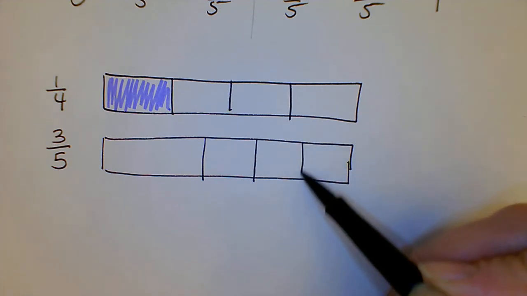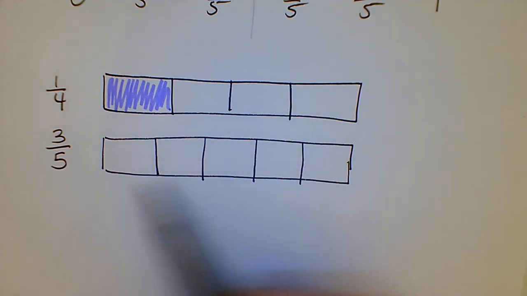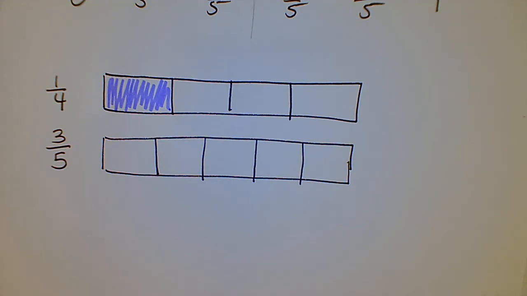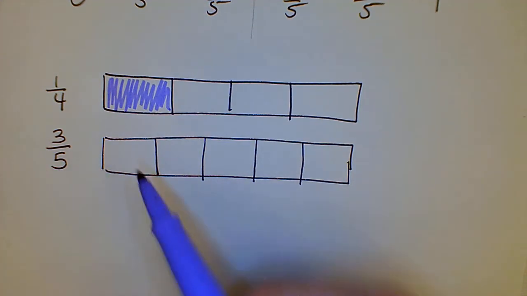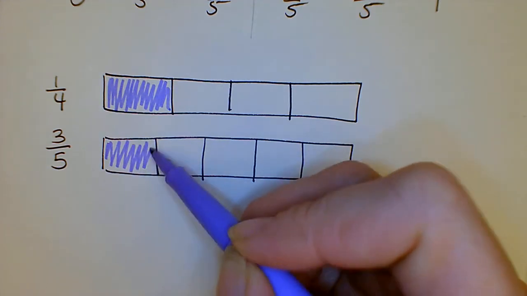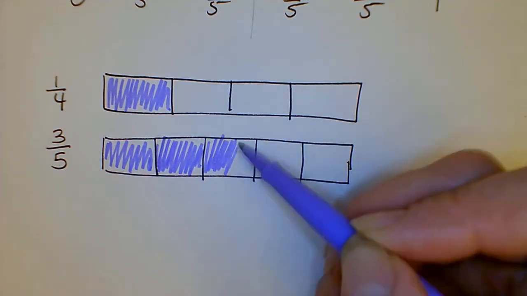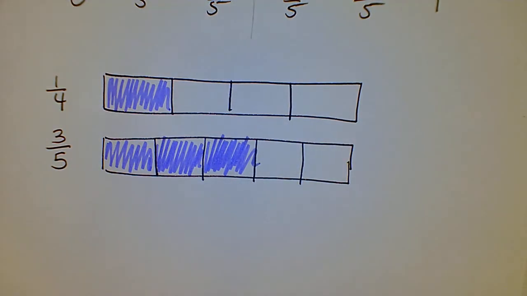So now again, I'm trying to do the best I can to partition that into 5 equal pieces. Why 5? My denominator is 5. Remember, the denominator tells us how many pieces we need, and the numerator tells me how many to shade in, and in this case, I need 3. So I do 1, 2, 3. And again, it's really clear to see that 3/5 is greater than 1 fourth.